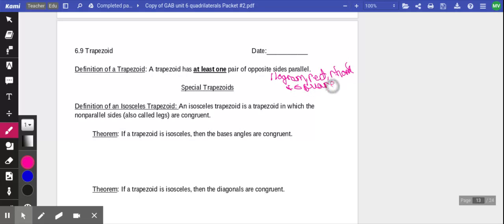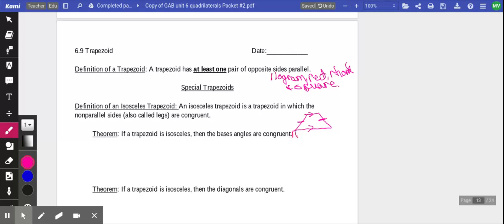Now if you recall our diagram, also underneath the trapezoid, we had another special trapezoid, which is the isosceles trapezoid. An isosceles trapezoid is a trapezoid in which the non-parallel sides, also called the legs, are congruent. So that means we have a pair of parallel sides, and the non-parallel sides are our congruent sides. So our theorem is, if a trapezoid is isosceles, then the base angles are congruent.